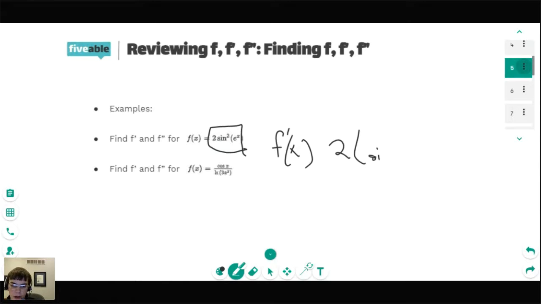So to derive this, we're going to start by taking the derivative of sine squared. So this 2 stays out in front, and it becomes 4. And the derivative of sine is cosine. So we're going to say 4 cosine, because the 2 multiplies out front, of e to the x.